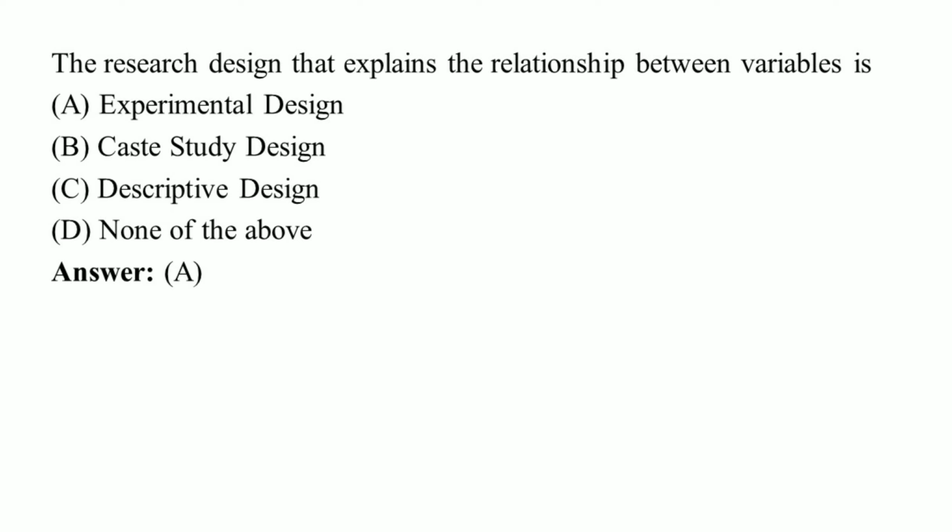Fourth one, the research design that explains the relationship between variables is, options: Option A, experimental design, B, case study design, C, descriptive design and D, none of the above. The right answer is option A, experimental design. Experimental design actually explains the relationship between variables.